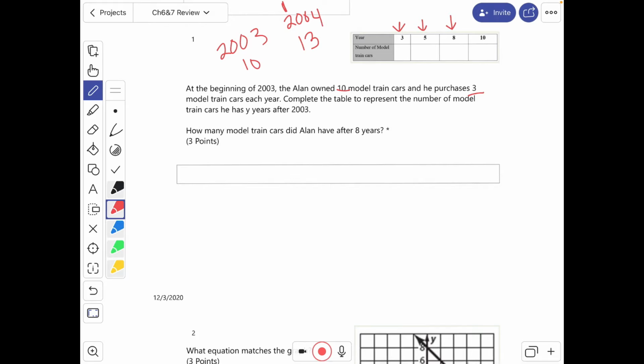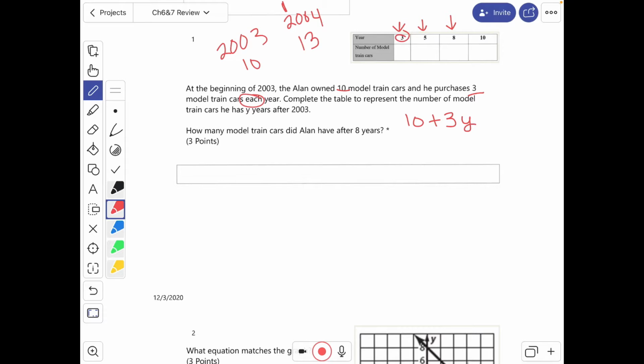If we just start every problem with an equation. He starts with 10 model trains, and he's going to add 3 more each year. Each is a word that means to multiply, so that's 3 times however many years. So then I can plug in the numbers from the chart.